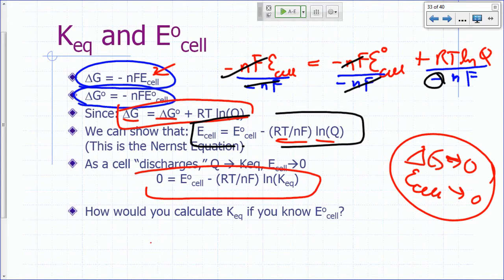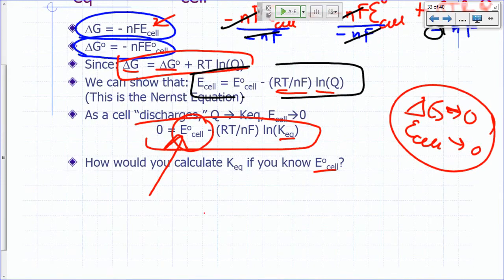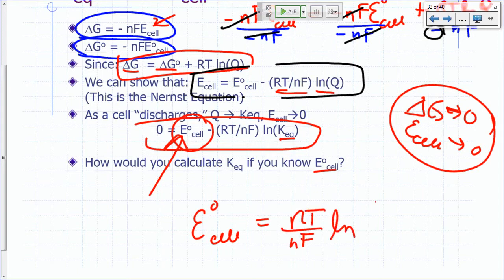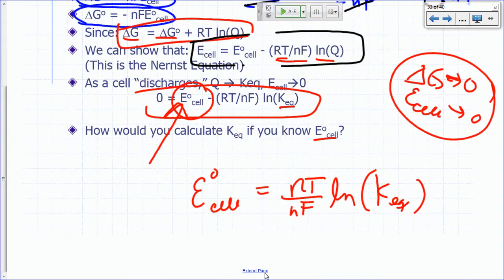So if you have a way of measuring the standard cell potential, that will tell you what the equilibrium constant is. So this is one way you can determine the equilibrium constant for a redox reaction. You find a way to measure the standard cell potential. So how would I solve for KEQ if I know my standard cell potential? How would I rearrange this equation? I can say then that E naught cell equals RT over NF natural log of KEQ.